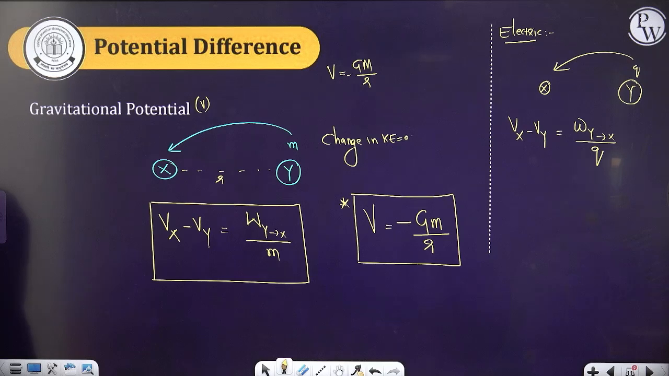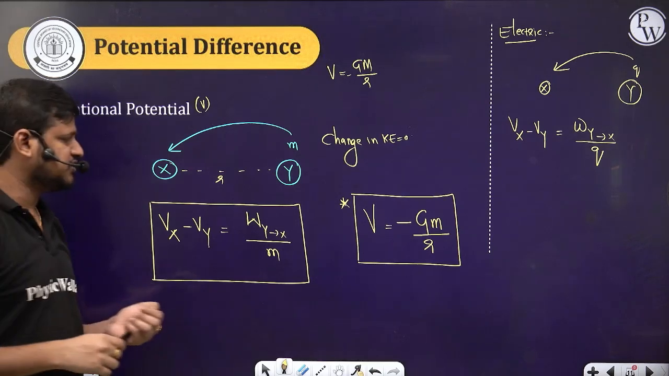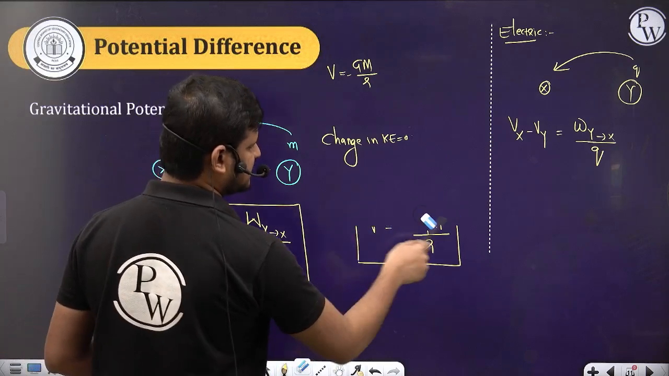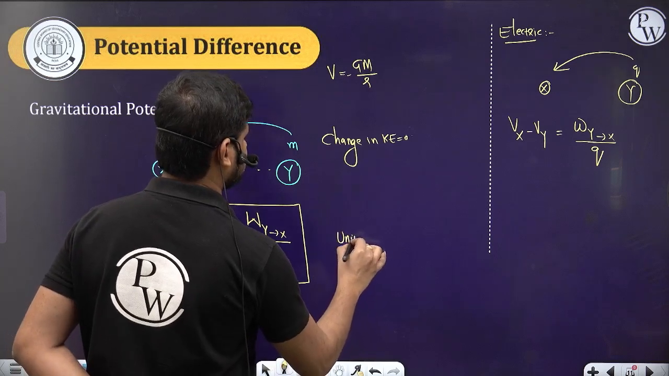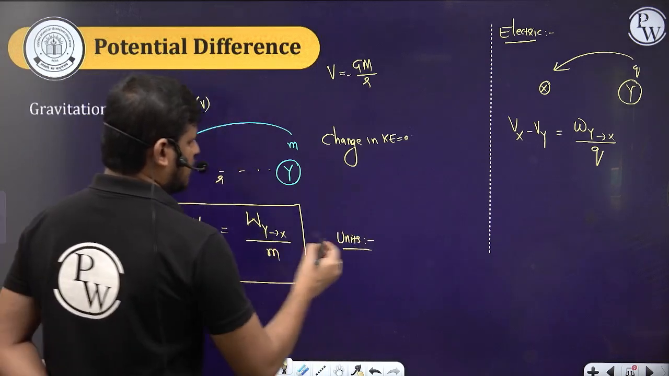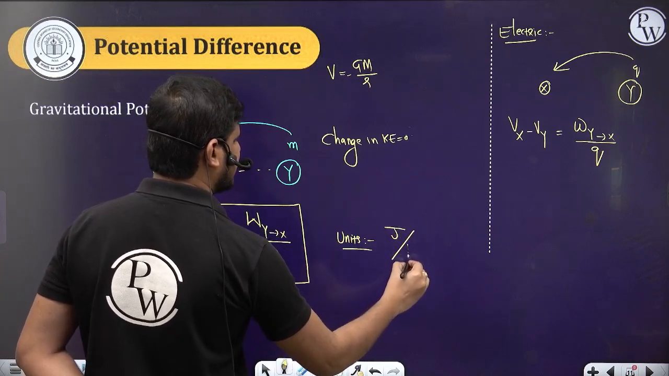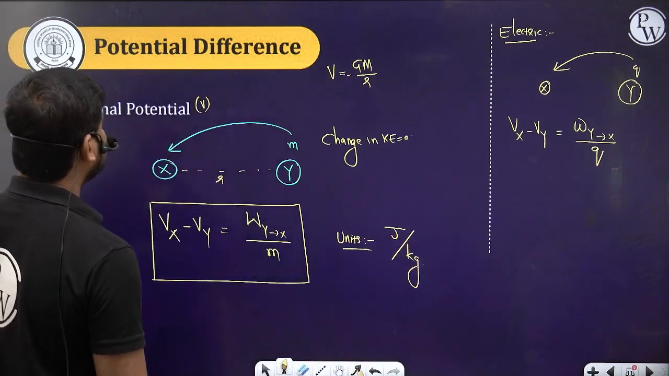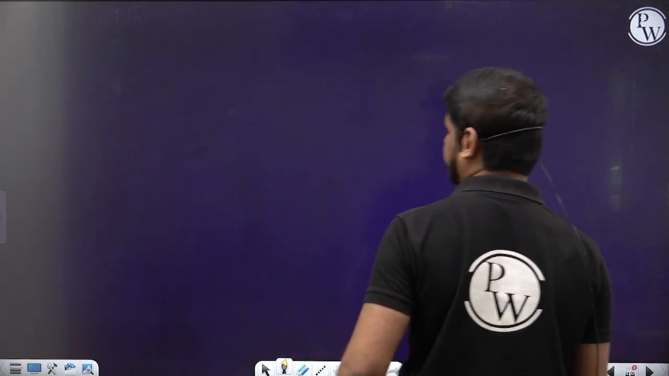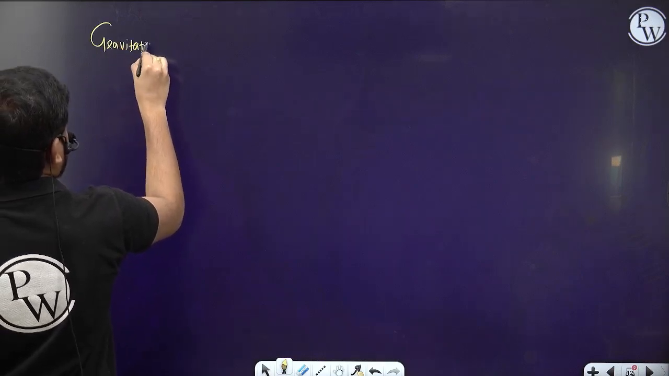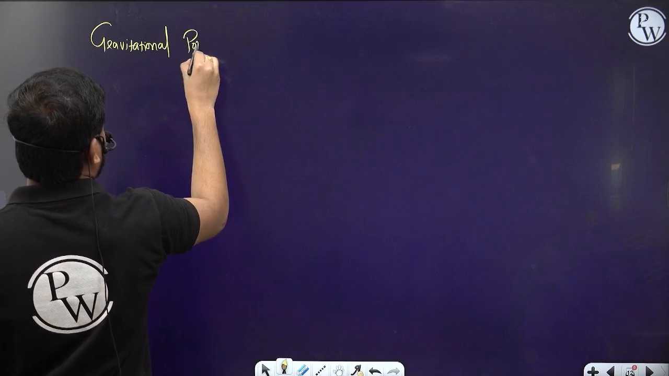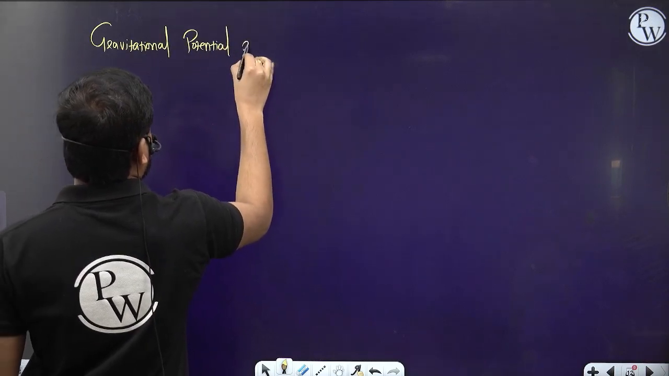What are the units that you can write? Or else we'll write this formula in the next slide due to the point mass. So units: work done, joule per mass, kg. Now if you need the gravitational potential at a point, see.